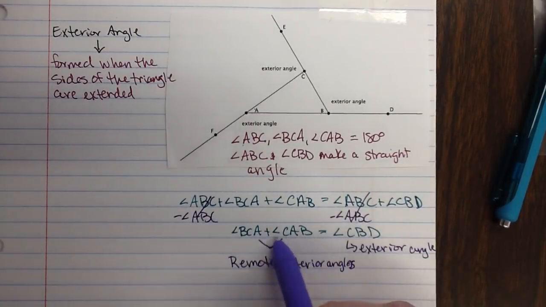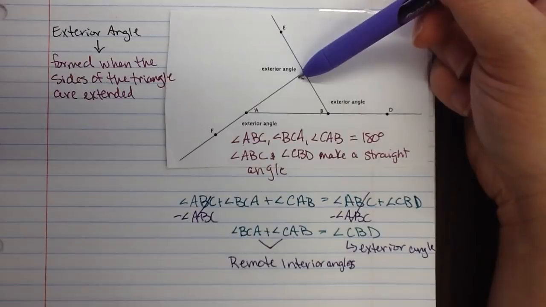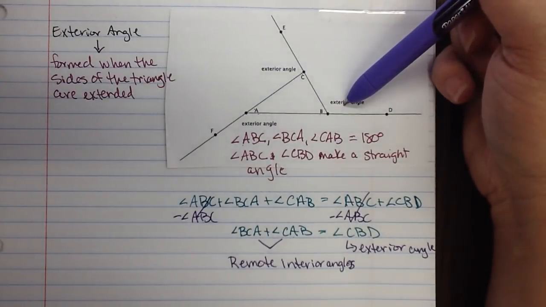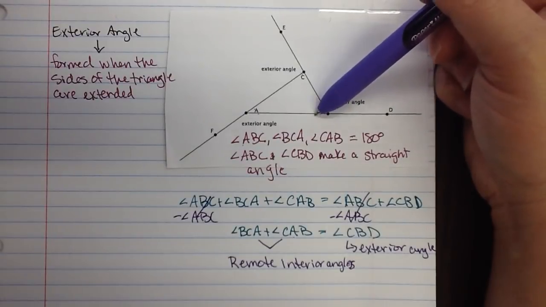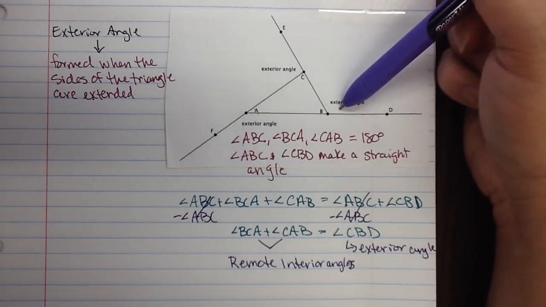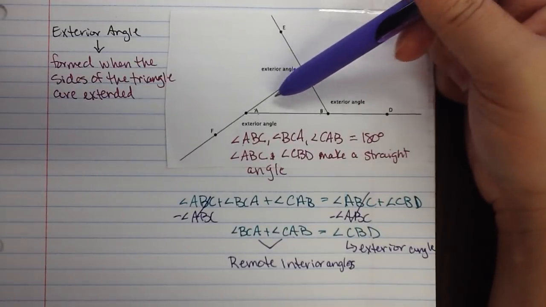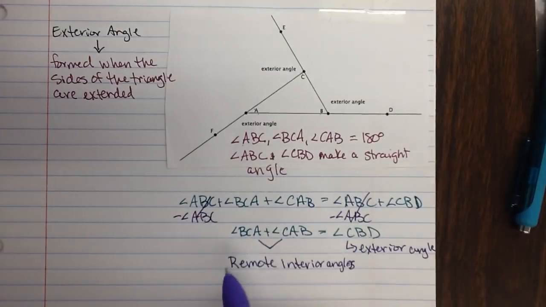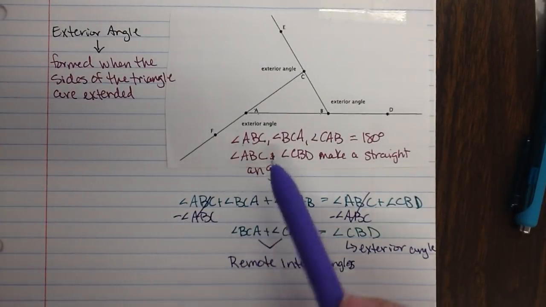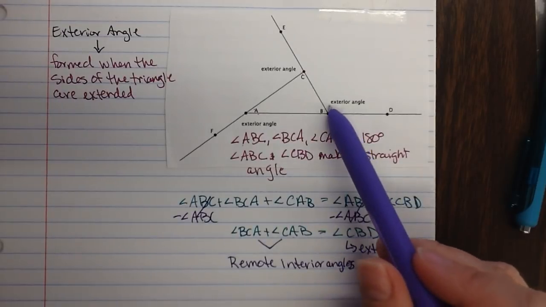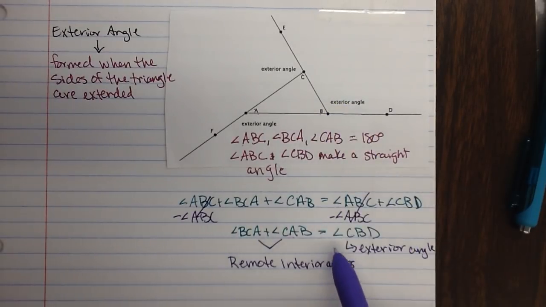Okay? And they're remote because they're the furthest away. Those two angles are far away from the exterior angle. So this is the interior angle. Exterior, interior. Because this is the exterior, the two that are away from it would be called the remote interior angles. And if you look at this, if we add those two angles together, this one and this one, it should equal the exterior angle down here.